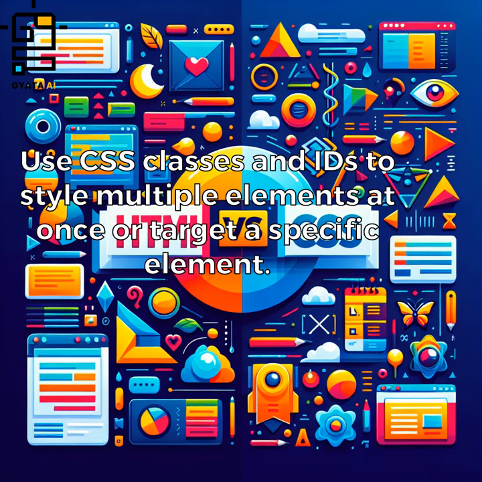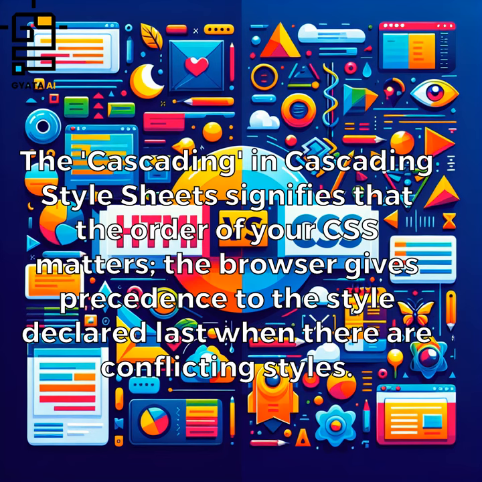Use CSS classes and IDs to style multiple elements at once, or target a specific element. The cascading in Cascading Style Sheets signifies that the order of your CSS matters. The browser gives precedence to the style declared last when there are conflicting styles.